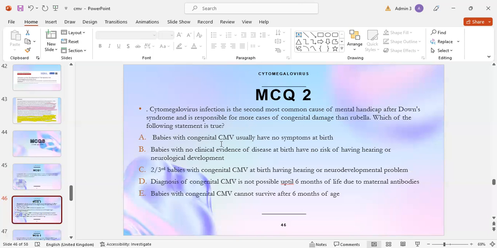Option A, babies with congenital cytomegalovirus usually have no symptoms at birth. Option B, babies with no clinical evidence of disease at birth have no risk of having hearing or neurological development problems. Option C, 2/3 of the babies with congenital cytomegalovirus at birth have hearing or neurodevelopmental problems. D is diagnosis of congenital cytomegalovirus is not possible up till 6 months of life due to maternal antibodies. Option E is a baby with congenital cytomegalovirus cannot survive after 6 months of age. C, yes, C is the right answer.